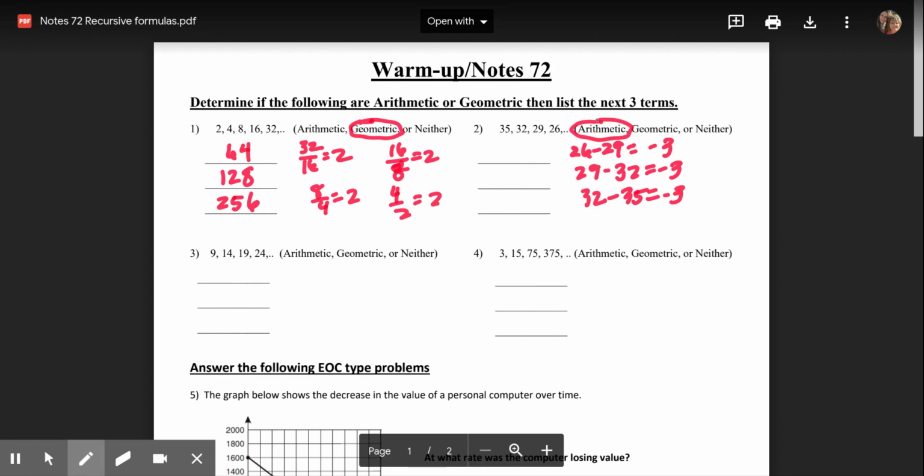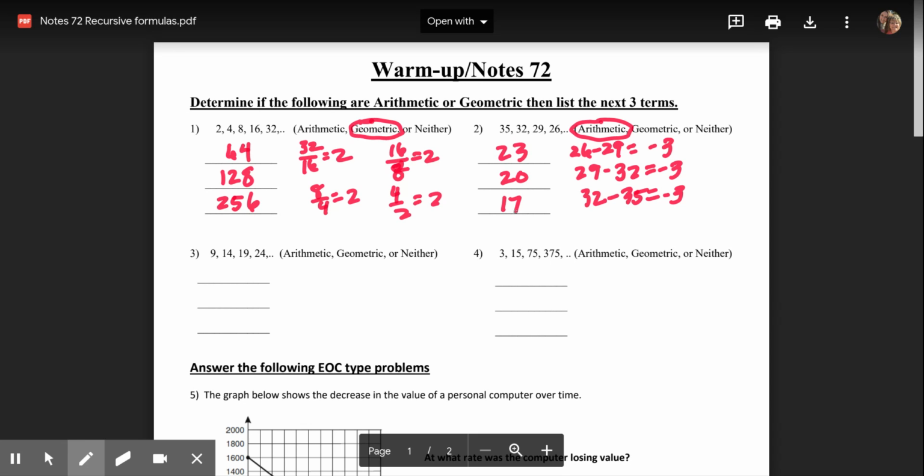So to get the next three numbers, I'm going to subtract 3 from 26. So that will give me 23, minus 3 would be 20. And then the next one would be 17.